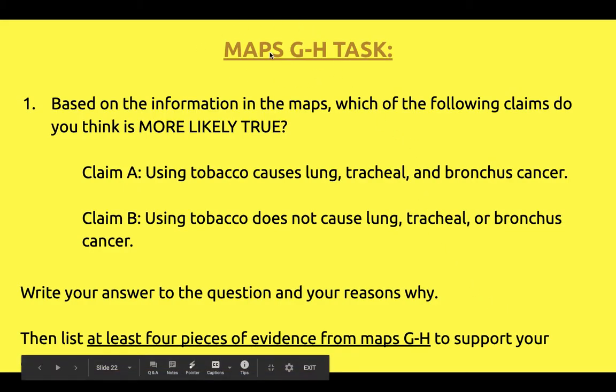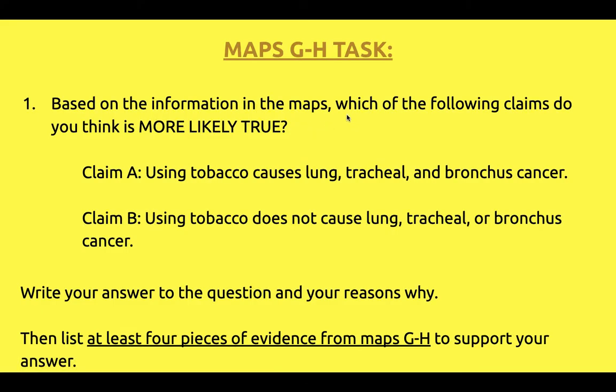So your task for maps G through H is, based on the information in the maps, which of the following claims do you think is more likely? Claim A, using tobacco causes lung, tracheal, and bronchus cancer. And claim B, using tobacco does not cause lung, tracheal, or bronchus cancer. Write your answer to the question and your reason why. Then list at least 4 pieces of evidence from maps G through H to support your answer.